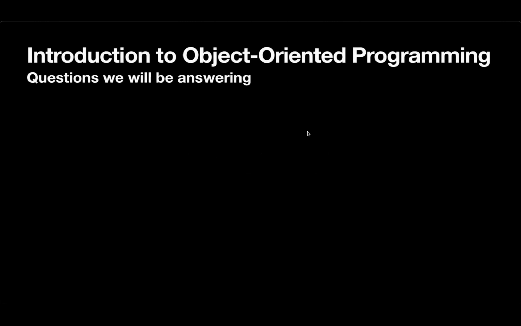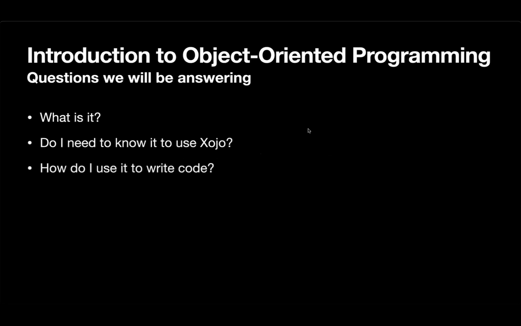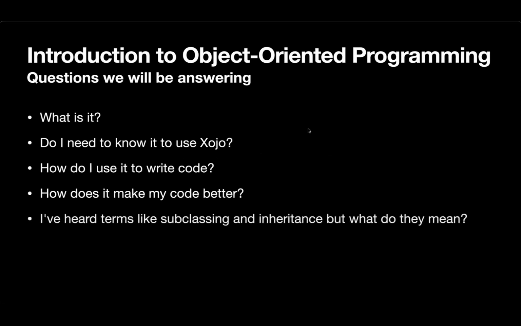So first of all, let's talk about some of the questions we'll be answering. This is not all the questions, but some of the questions we'll be answering in this webinar. What is object-oriented programming? Do I need to know it to use Xojo? How do I use it to write code? How is it going to make my code better? And things like, I've heard terms like subclassing and inheritance, maybe you heard encapsulation and things like that. And what do those really mean and how do I use them? So those are the kind of things we'll be covering. And more, of course.